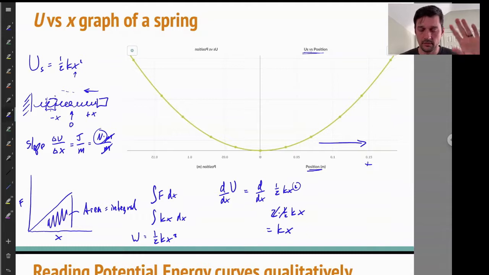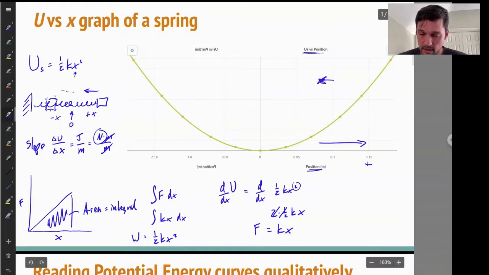Maybe left? I don't know. Cameras are reversed. If you pull it to the right, the spring itself is going to pull to the left. So the force in this case, as you have a positive displacement, the force is actually going to be pulling it back to the left.